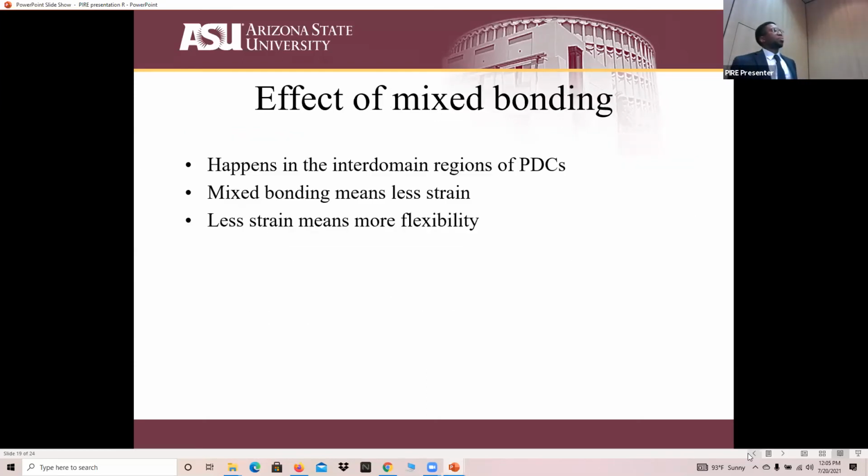I talked a little bit about mixed bonding. What exactly do I mean by mixed bonding within the interdomain region? By mixed bonding, I mean the bond that happens where 2 or more different nanodomains come together. And mixed bonding allows for less strain, which in turn allows for more flexibility.